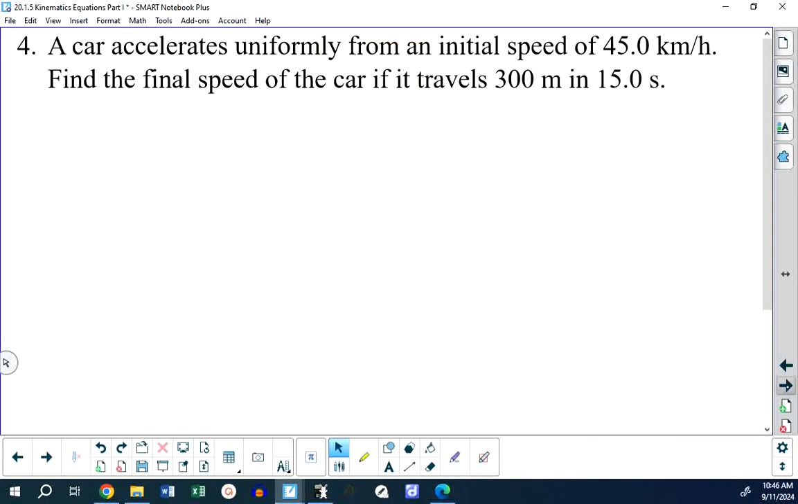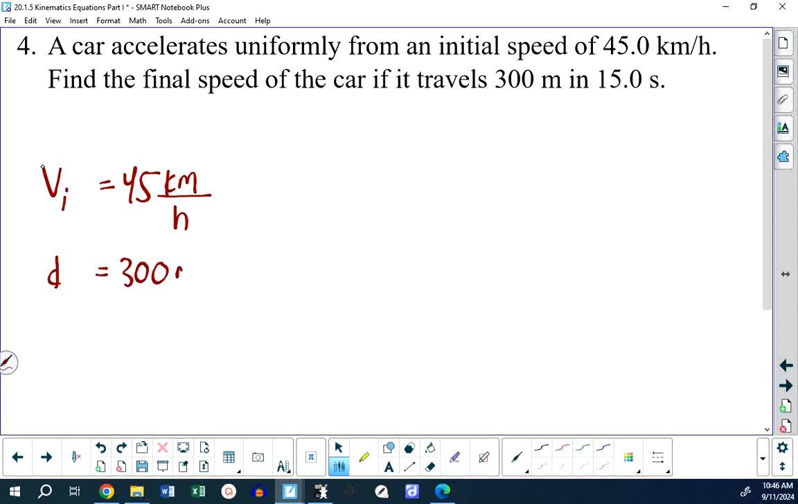Car accelerates uniformly from an initial speed of 45 kilometers per hour. What's the final speed if it travels 300 meters in 15 seconds? So let's write down what we know. The initial speed is 45 kilometers per hour. The displacement is 300 meters. And it does so in 15 seconds. So let's find the formula that we want to use in order to find VF.